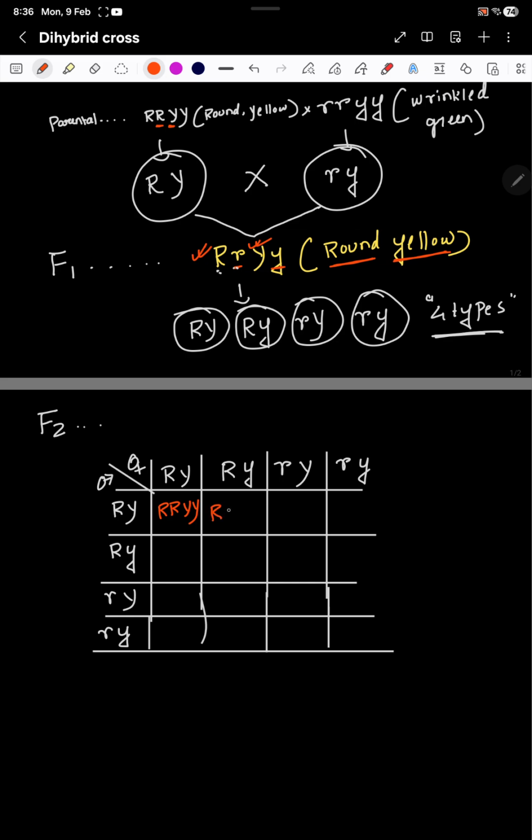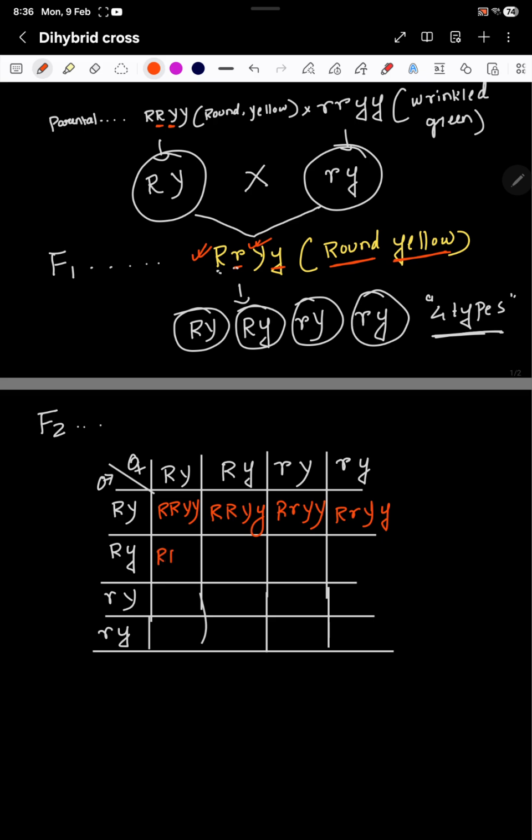Now capital R, capital R, capital Y, small y, capital R, small r, capital Y, capital Y. Okay, this is capital Y. Now capital R, small r, capital Y, small y. Now for this, same like this, and like this. This will get the cross. This will be the cross.